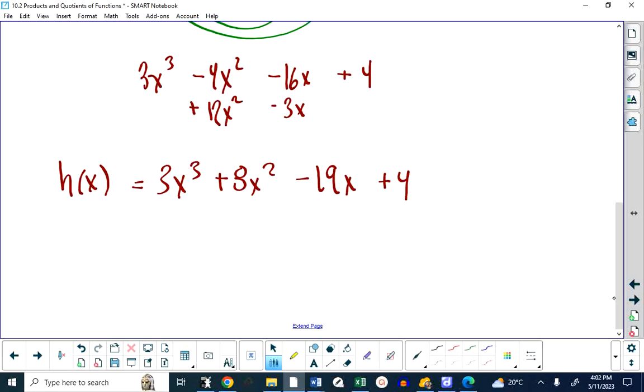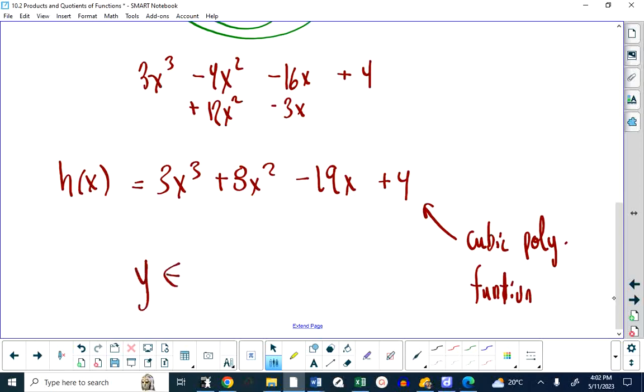We're asked, what is the domain and range? This has nothing to do with products or quotients or anything that we're learning today. This is a cubic polynomial function. It's an odd polynomial function, which means both arms are in opposite directions, and that tells you the range is any real number for y. Polynomial functions also exist over all real numbers for x. So x is any real number as well.